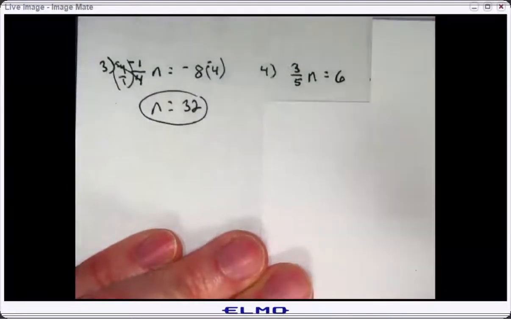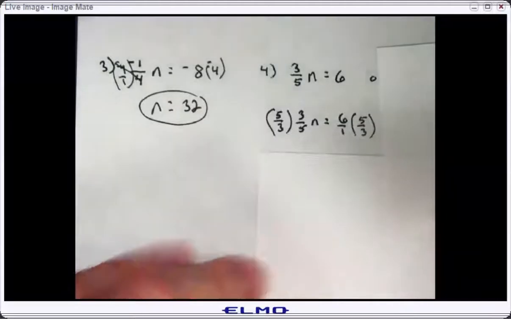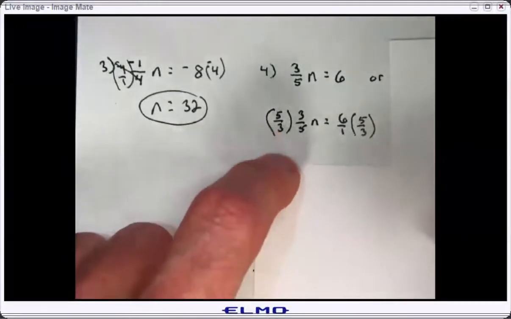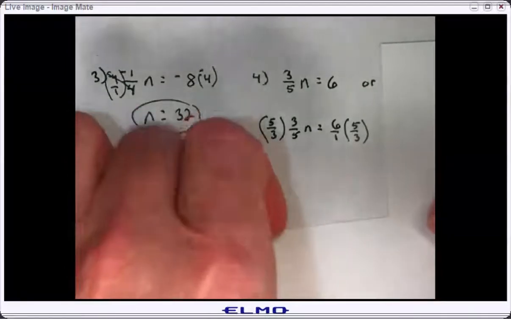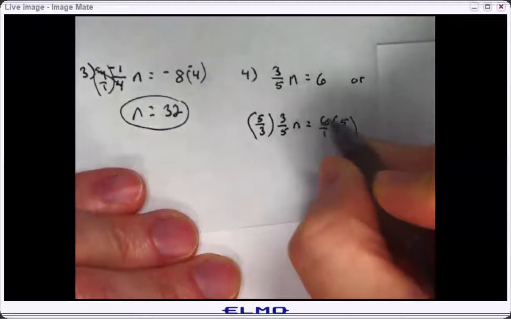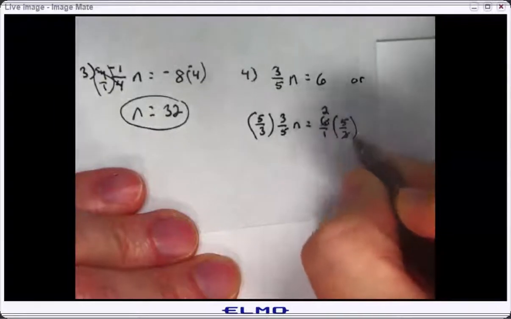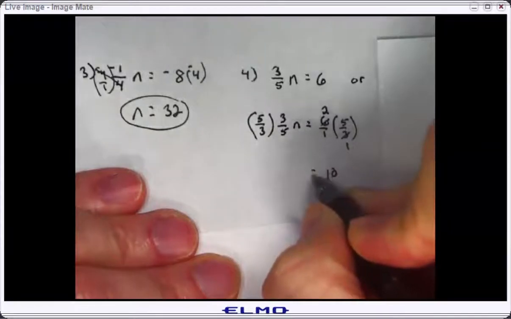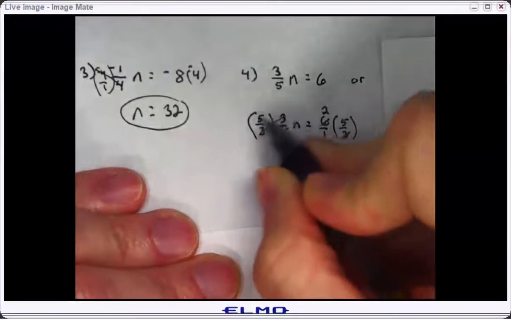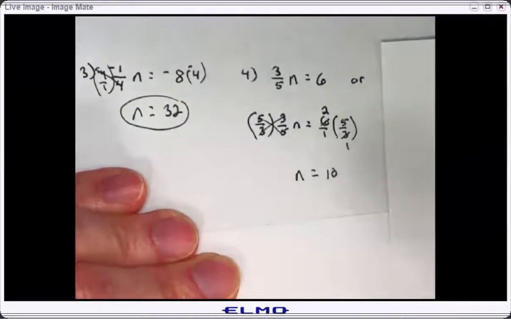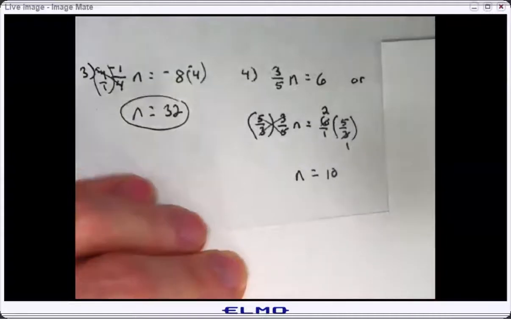Here I have 3/5 n equals 6. So I could think about that as being a reciprocal and multiply both sides by 5/3. Reciprocals cancel out on the left. And on the right side, 6 over 3 cancels out and becomes 2 over 1. 2 times 5 on the top is 10. And on the left side, the reciprocals canceled out. Of course, you could put 6 times 5/3 in your calculator. That's fine. But this is how you do it without a calculator.